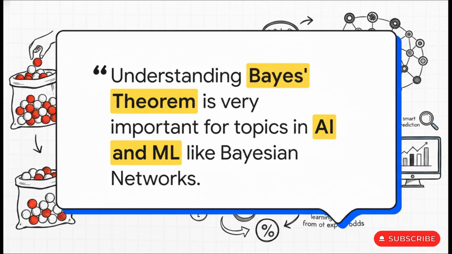So the next time you see a machine make a surprisingly smart prediction, just remember this little puzzle, because underneath all that complexity, it's probably just figuring out the odds of pulling a red ball from the right bag.